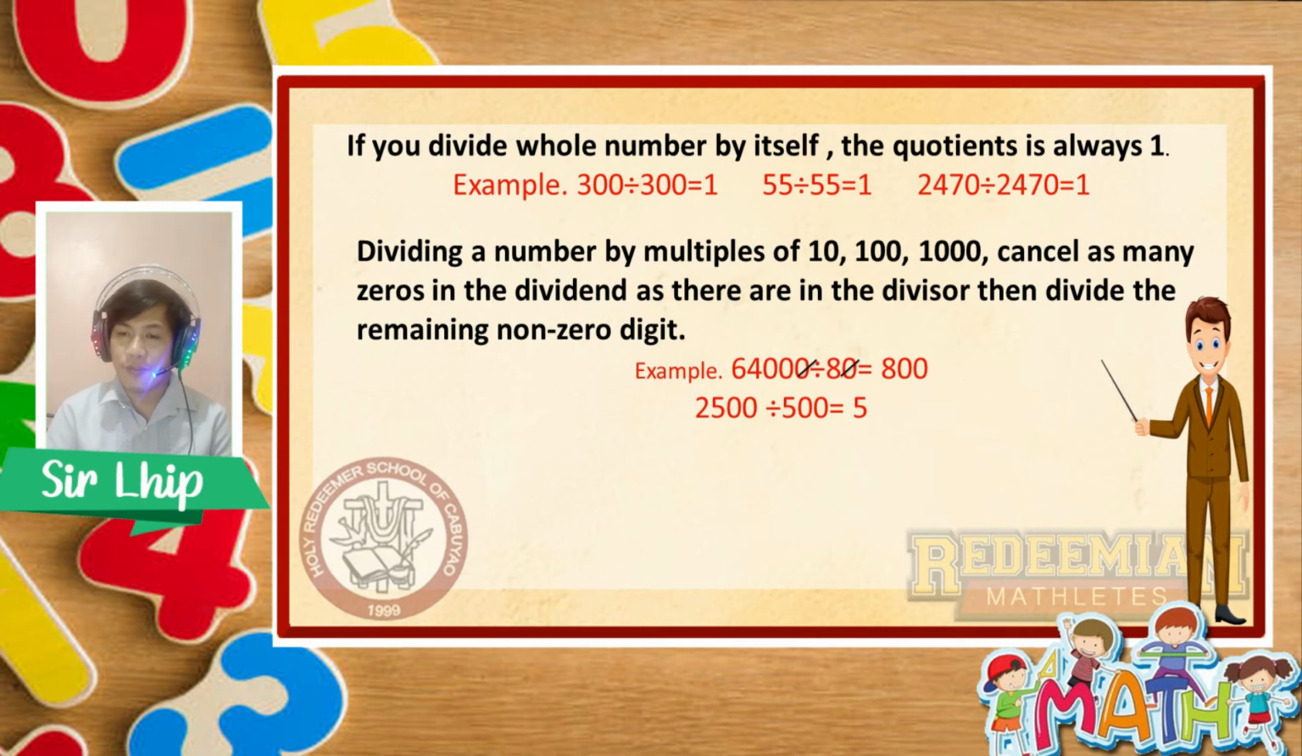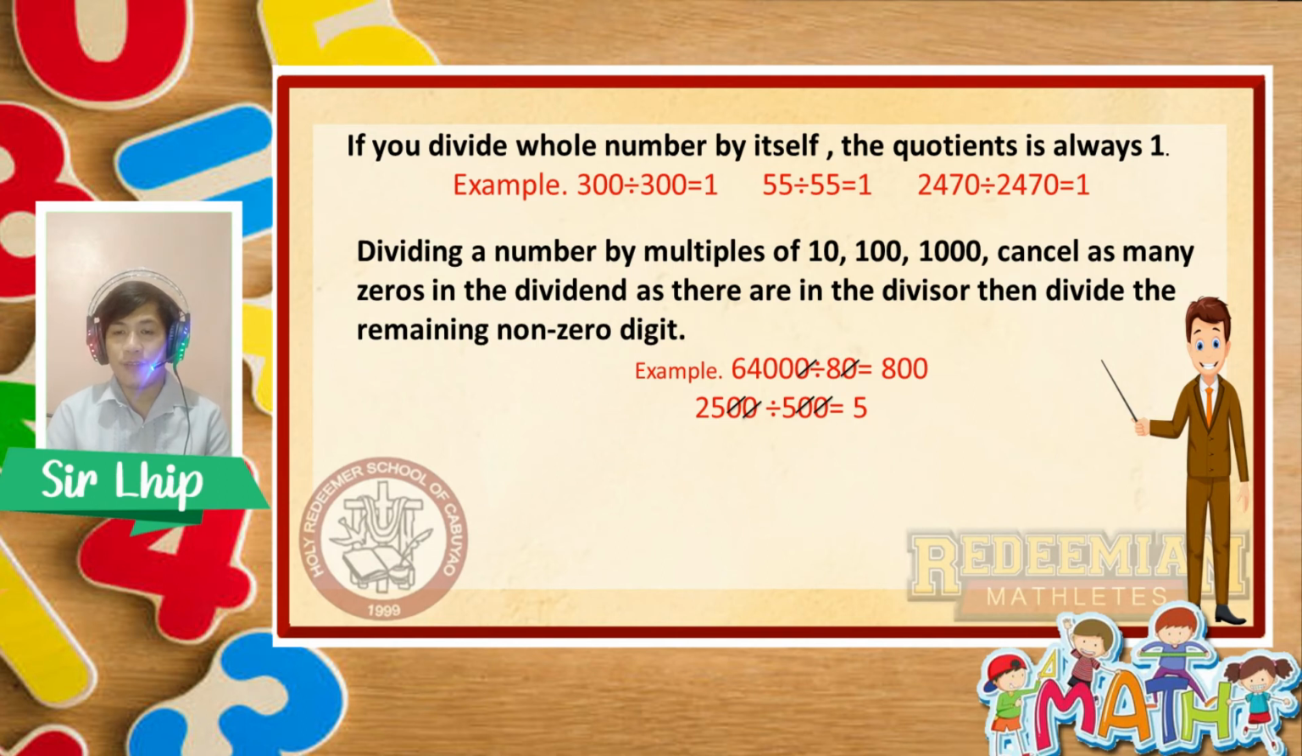Another example, 2,500 divided by 500. So there are 2 zeros in the divisor, so we need to cancel 2 zeros, and also 2 zeros in the dividend. Then divide the remaining numbers. 25 divided by 5 equals 5.